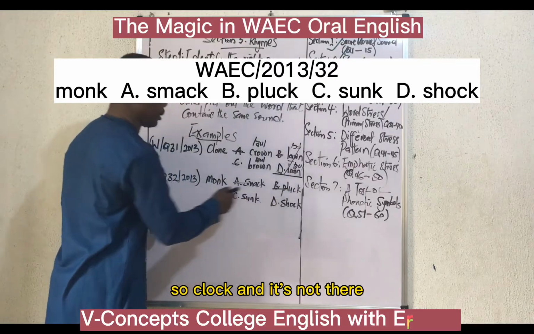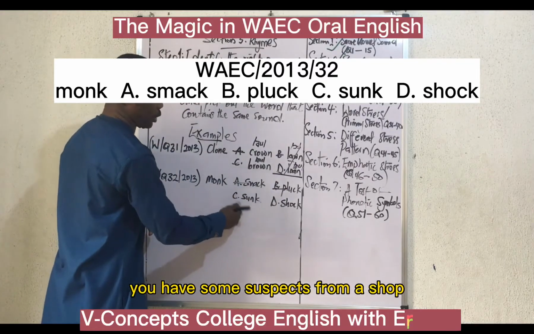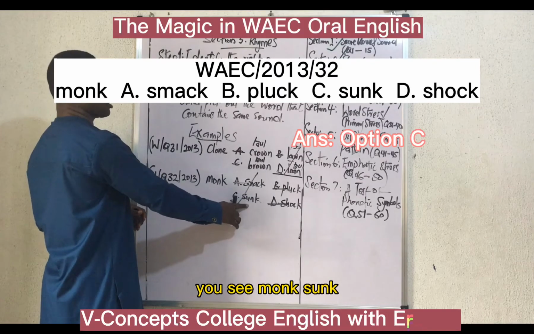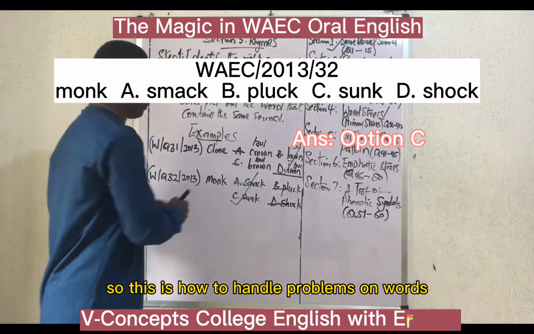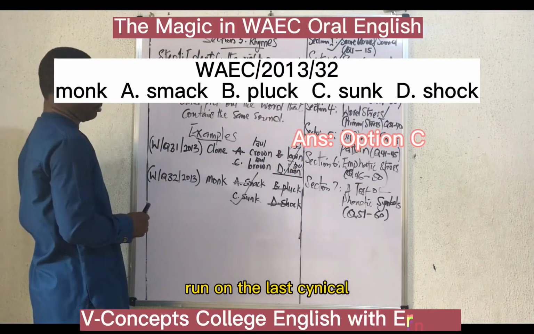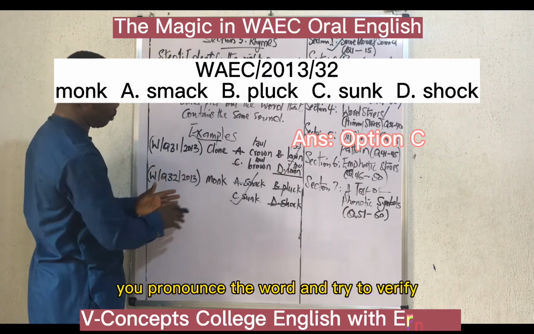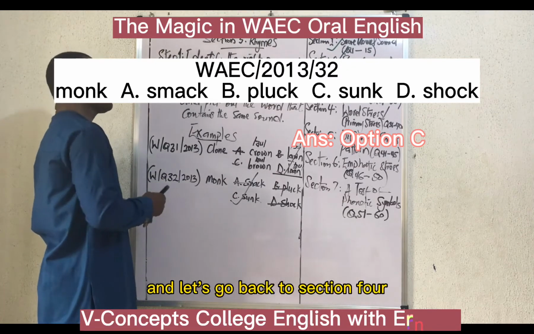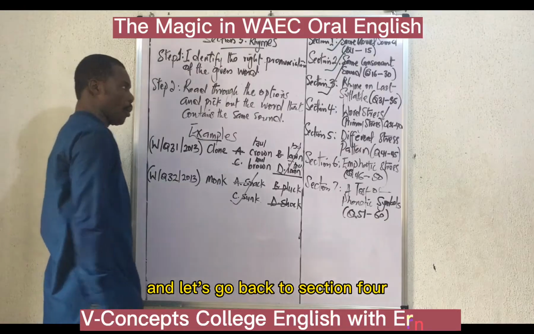So block, N is not there. You have sunk, N is there. Suck, shock, N is not there. So the correct answer is C, sunk. So this is how to handle problems on rhyme on the last syllable. Read the word very well, pronounce the word and try to identify the option that rhymes with the given word.